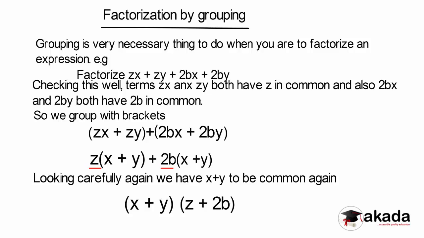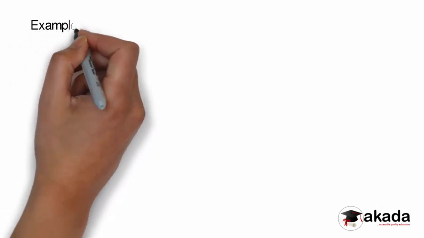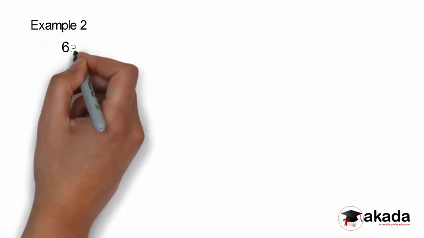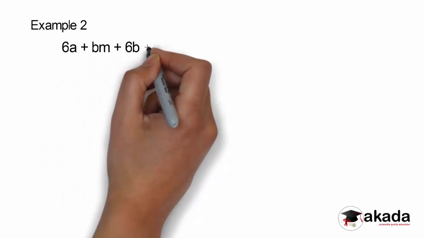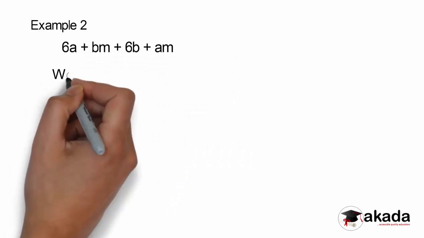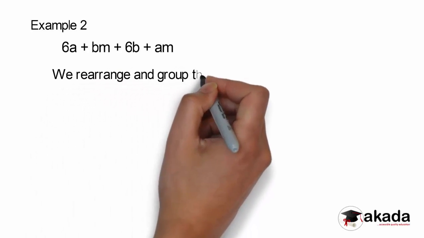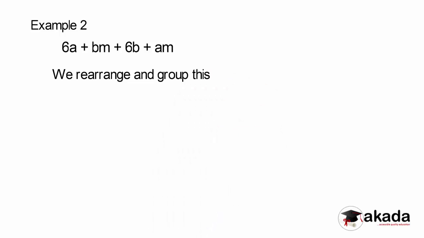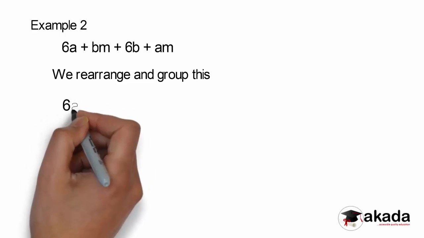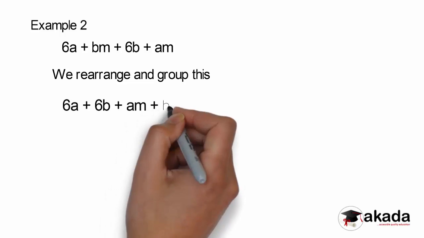Did you get that? So let's look at another example in grouping now. Example 2 says 6a + 2bn + 6b + am. What do we do here? We first rearrange and we group it. So how do we rearrange? We have 6a and 6b, so we can bring them together because they have something in common, which is 6. Also, we have bm and am, so we can group those together because they have something in common, which is m. So rearranging this, we have 6a + 6b + am + bm.